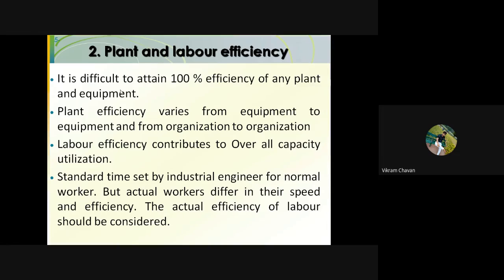Okay, so these are the points we have to consider related to plant efficiency. Now, labor efficiency is the most important factor we have to consider, because it contributes to the overall capacity utilization. How does it contribute? All the machines are handled by laborers, and there is a human interface with the machine.